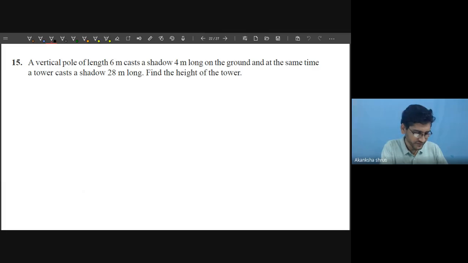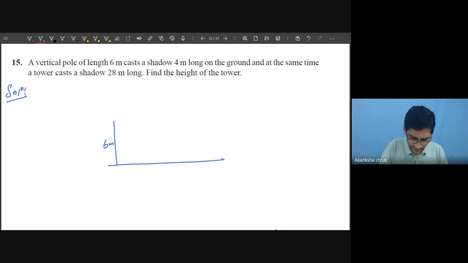A student, let me do this question, which is very easy, but still I will do it, because this question is asked many times in MCQs. A vertical pole of length 6 meters. So draw the pole of length 6 meters. So this 6 meters is the length. It casts a shadow of 4 meters, means the shadow over the ground is 4 meters.